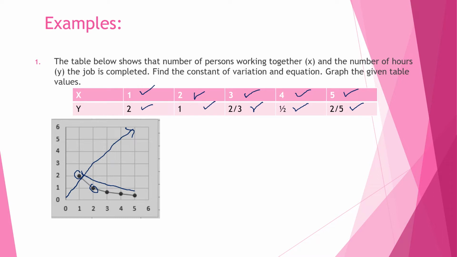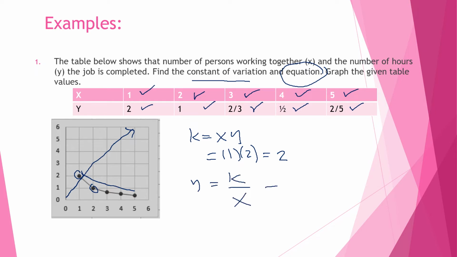So let's find the constant of variation. Remember, the formula is k equals xy. In the given table, x is 1 and y is 2, so 1 times 2 equals 2. Then to find the equation, we have y equals k over x. Our k here is 2, so our equation is y equals 2 over x.